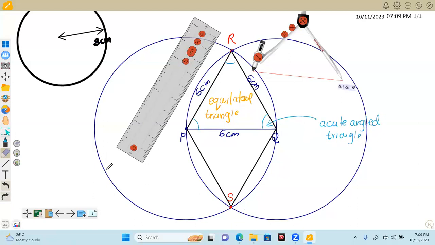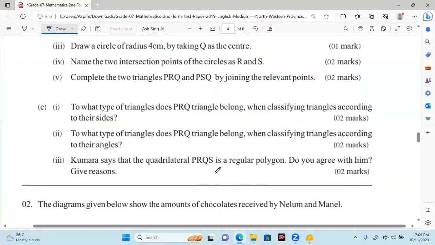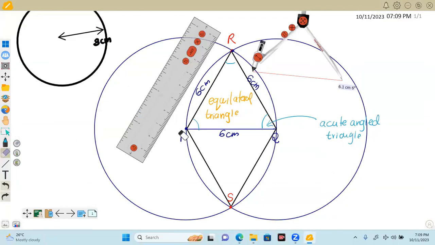Kumara says that quadrilateral PRQS is a regular polygon. Do you agree with him? Yes, you can agree with his answer. It's because this side is equal, this side is equal, this side is equal, and this side is equal to 6 centimeters. Therefore, all the sides are equal, so we can say it is a regular polygon.